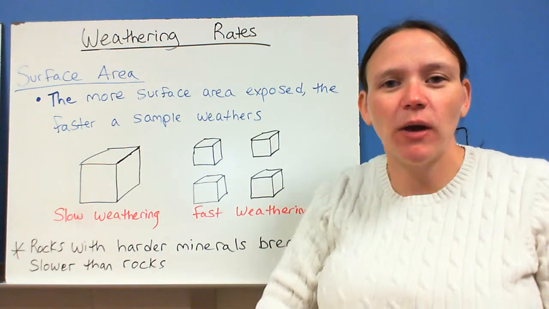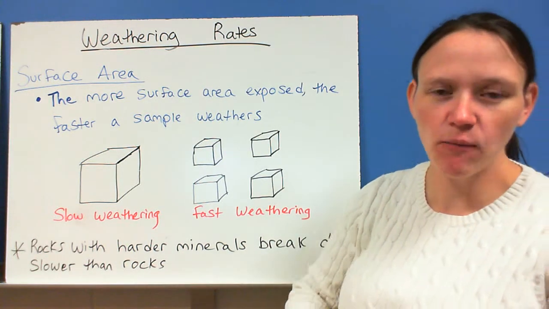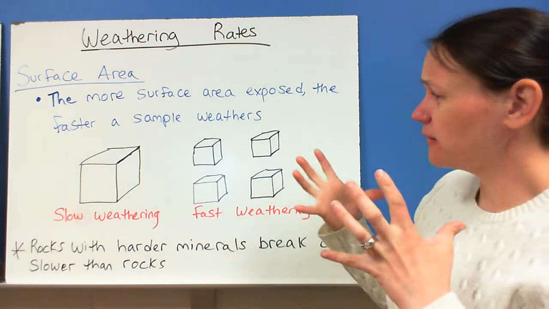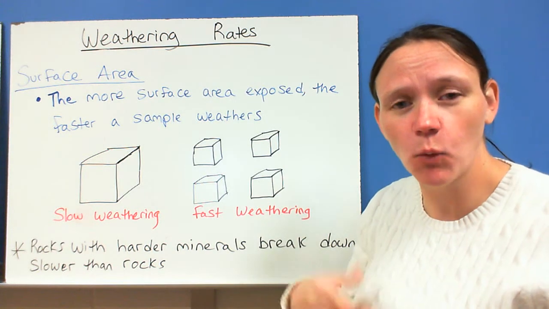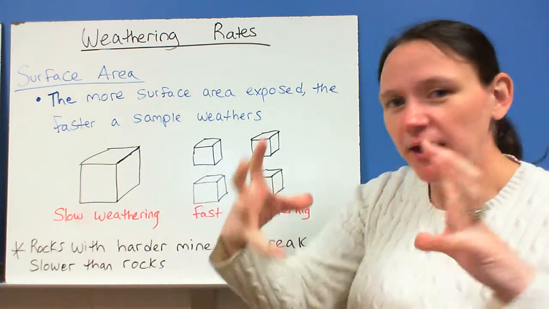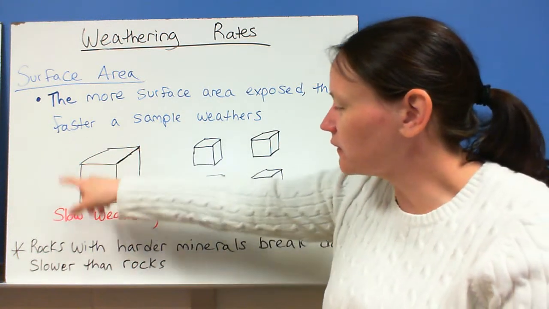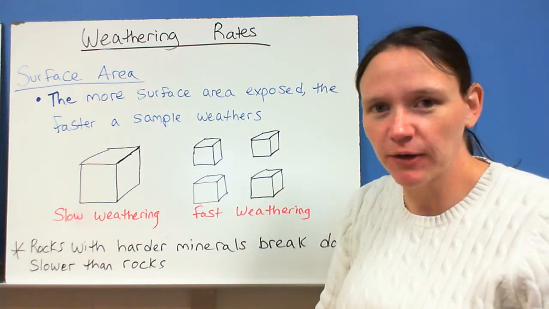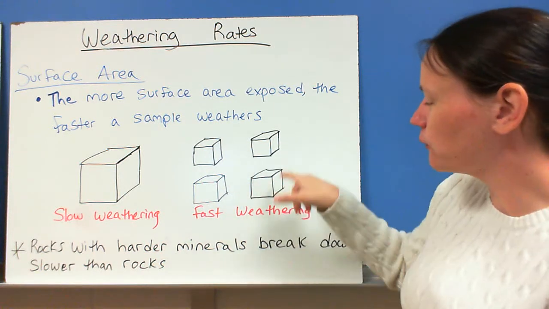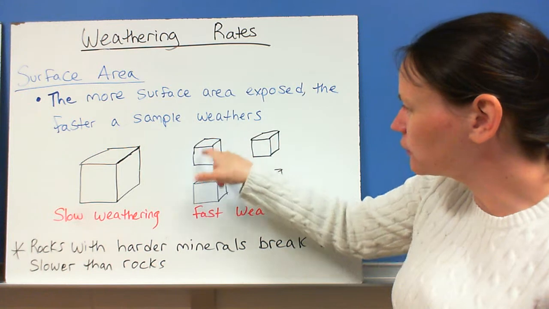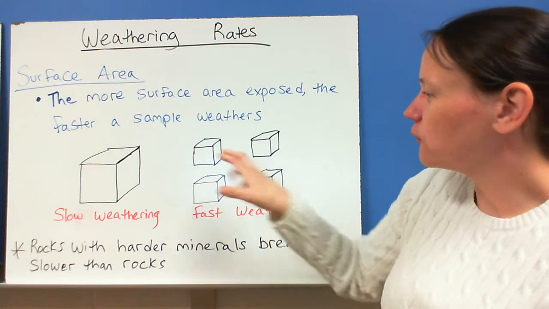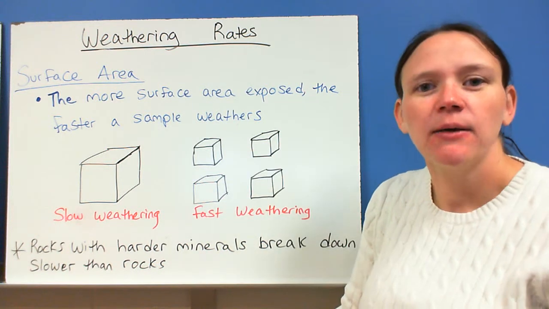Now, something else that affects weathering rates is surface area. How much of a material or a rock is exposed? The more that is exposed to the atmosphere and hydrosphere, the water, the faster it will break down. So if you look at just this big block, okay, you've got 6 sides that are exposed to the atmosphere. And if you take that and you break it down, okay, into 4 smaller pieces, now you've got all of those little sides that are exposed. So it's going to break down faster.